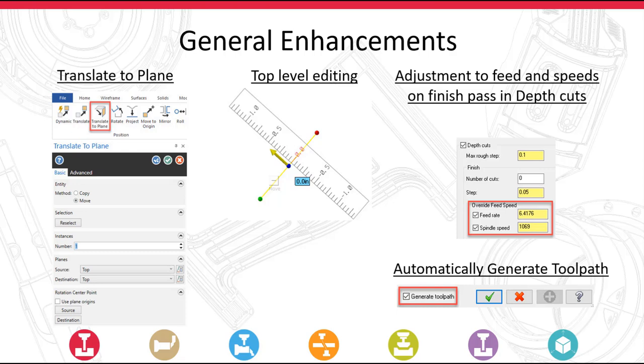And then on the bottom there, automatically generate toolpath. So every toolpath in Mastercam 2022 now has a generate toolpath option on the bottom. What that does is as soon as you green check out of the toolpath, it will automatically generate your toolpath for you, so you don't have to go and regen anything. That's kind of a nice one.